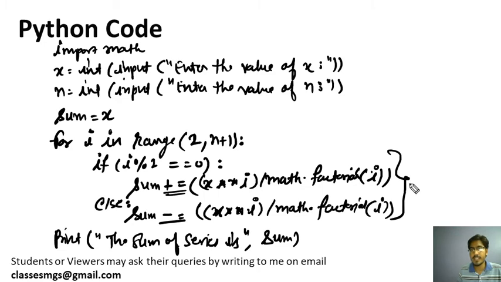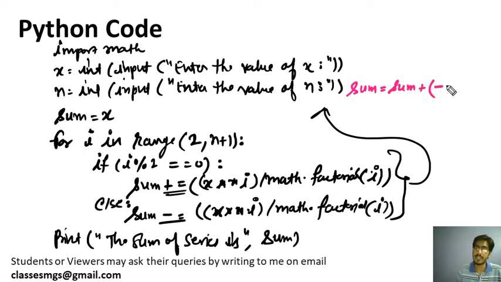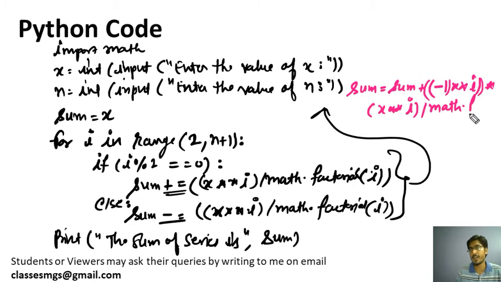Now if you don't want to write that if else condition, I have already told you in my last video what is the alternate to write in one line only. You can write this logic also: sum equals sum plus (-1) double star raised to power I, multiplied with x double star I divided by factorial of I. I already explained how to use this logic to avoid the if else.